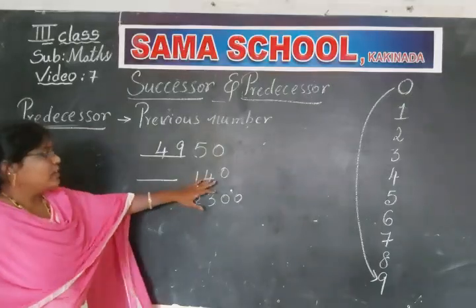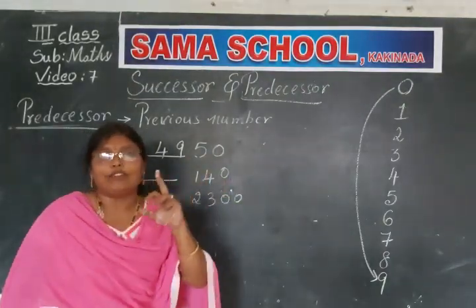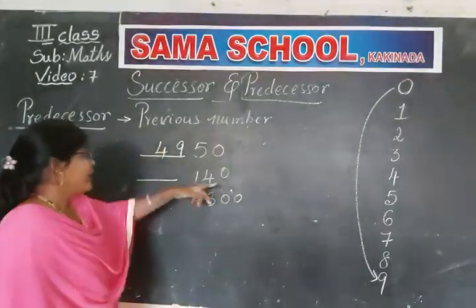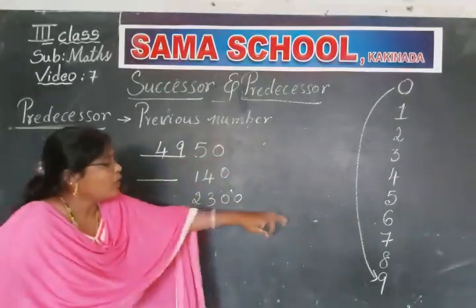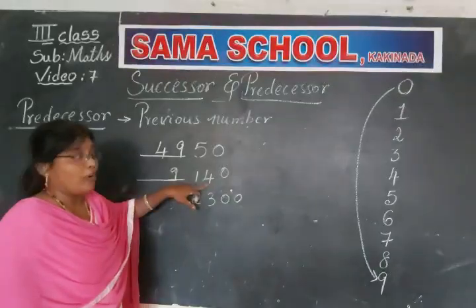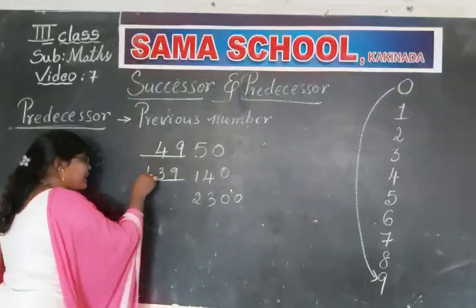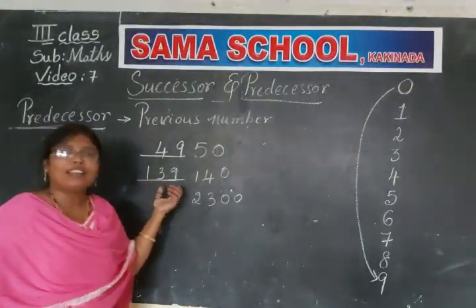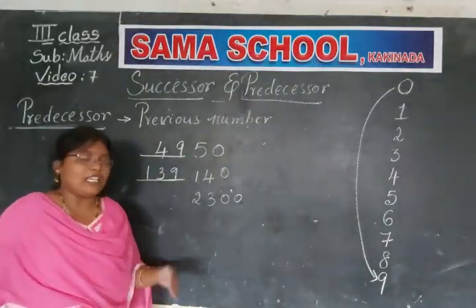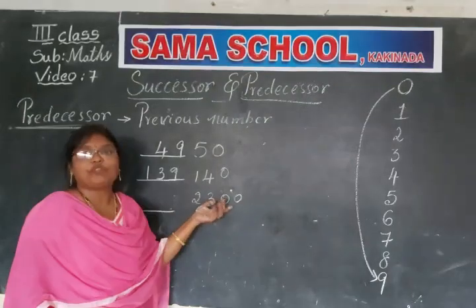Now let me give you some more numbers, and try to find the predecessor. See, here there is 0 in the ones place. So what do you have to do? You have to change the tens place digit also. The predecessor of 0 is 9, as we know, and the predecessor of 4 is 3. The hundreds place digit will not change, so write it as it is. So 139 is the predecessor of 140.